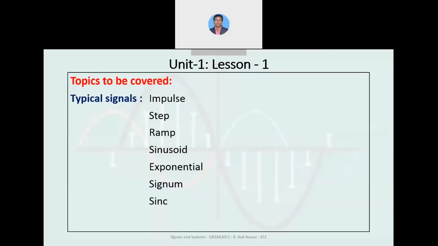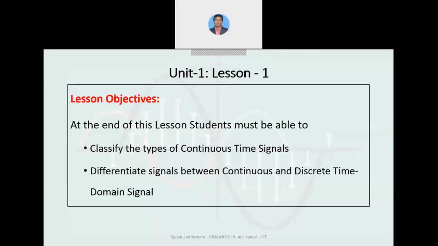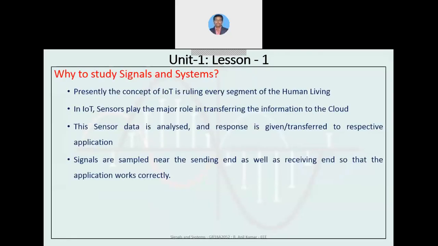Okay, coming to signals and systems, today we are going to see the lesson 1 topics: the types of signals: impulse, step, ramp, sinusoid, exponential, signum, and sinc, nothing but the cardinal sinusoidal signal. From this lesson, students must be able to classify the types of continuous time signals that exist and the differences between continuous and discrete time domain signals, and how they are represented. That we can see as we go through these slides.